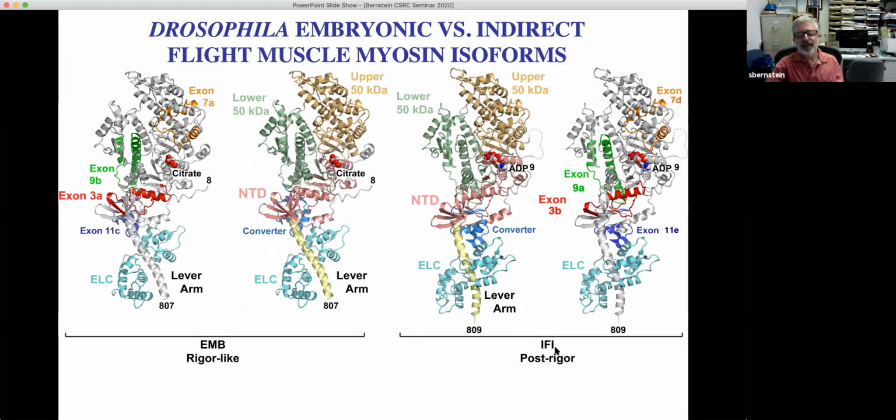the indirect flight muscle isoform. And Tom is busy at work comparing the details of the alternative domains of the flight muscle form versus the embryonic form, in the hope of really understanding the structure-function relationship, where the differences are encoded by those particular amino acids that differ between the two. So we shall see how that story develops.